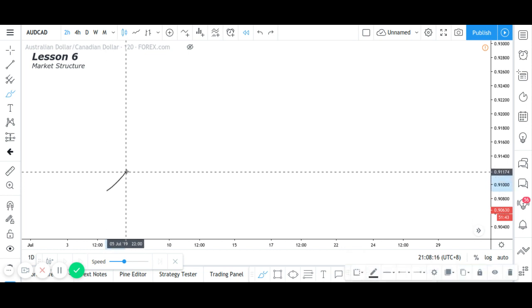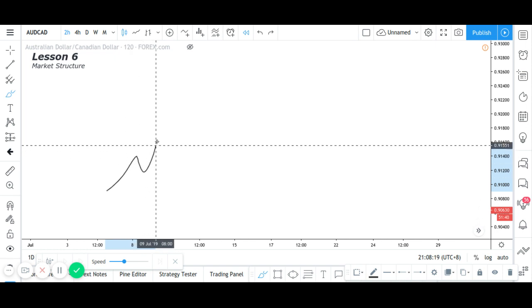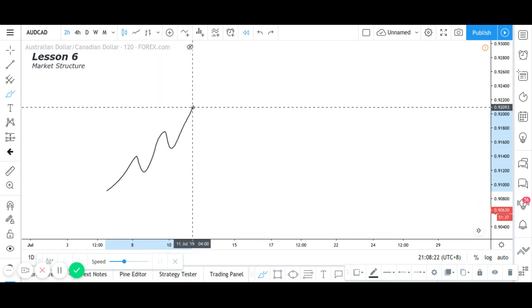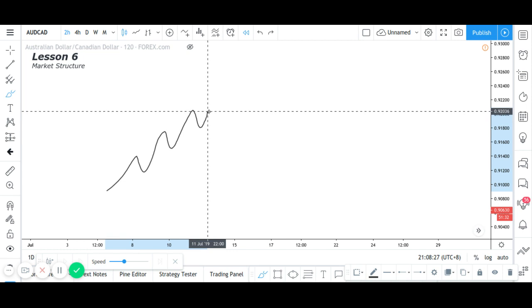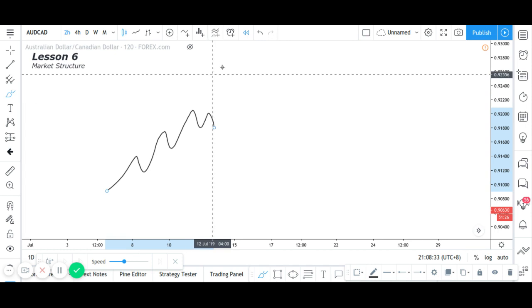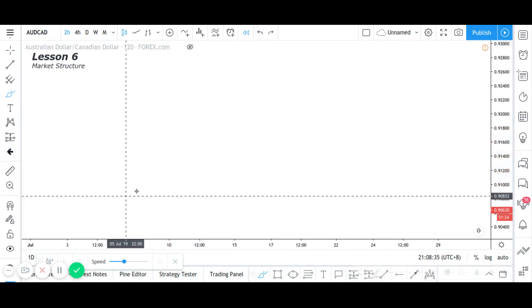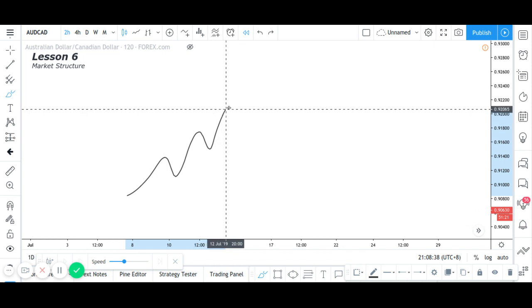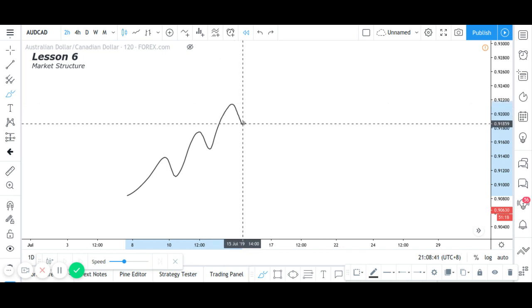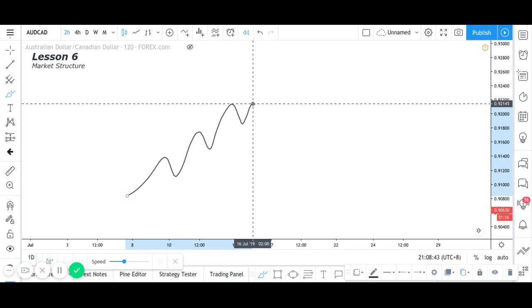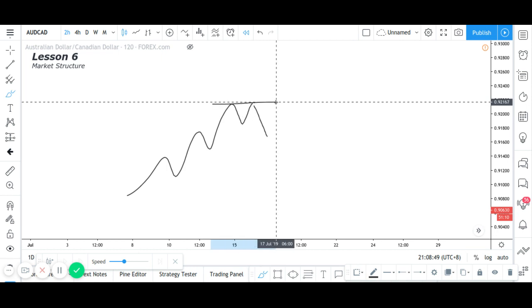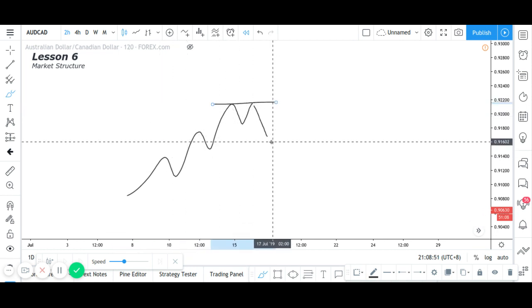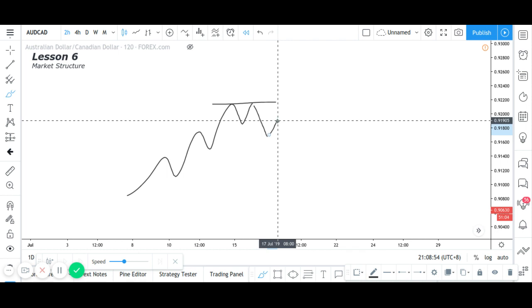So in a bullish trend, we have impulse, correction, impulse, correction, impulse. Now, when the correction comes down and the market doesn't create a higher high, but it creates an equal high, something like this. Okay, you can see that there's an equal high over here. Then we can expect the market structure to start changing.